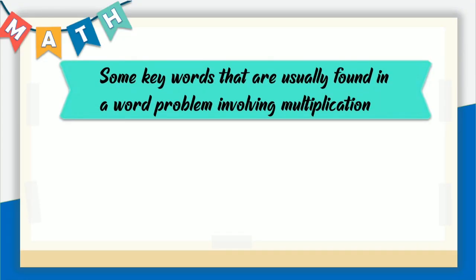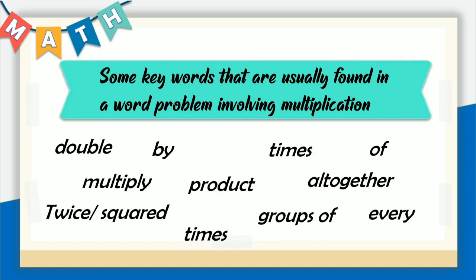In solving word problems, key or clue words may help us decide on what operation to be used in solving the problem. So, here are some keywords that are usually found in a word problem involving multiplication: double, by, times, of, multiply, product, altogether, twice or squared, times, groups of, and every. So, when we find these words in a word problem, it gives us a clue that we are going to multiply.